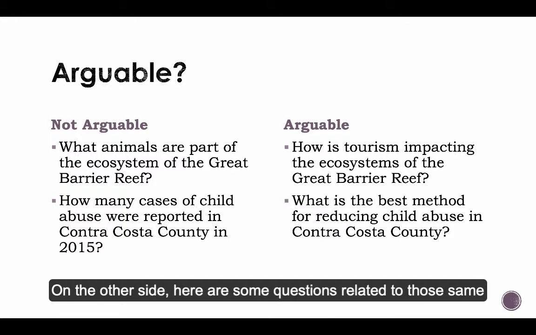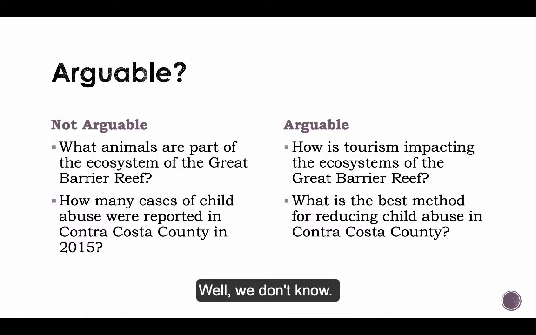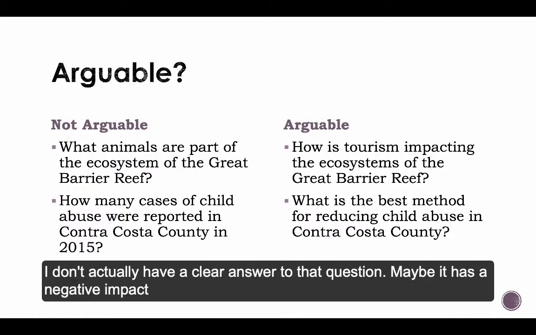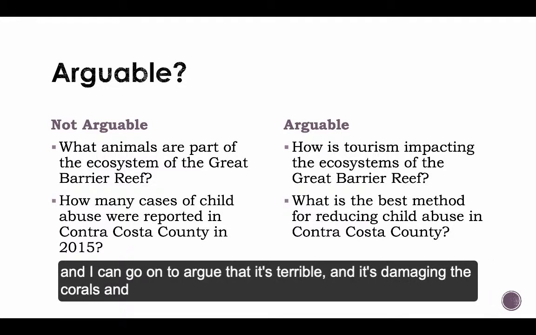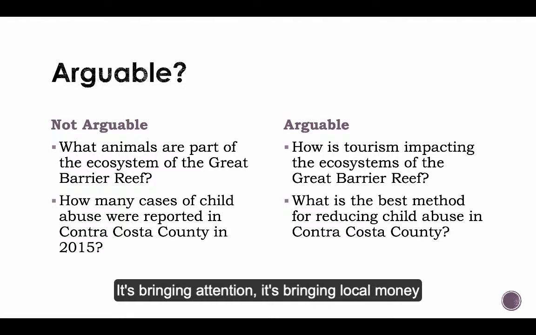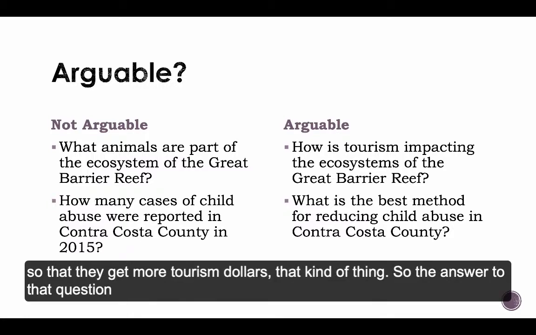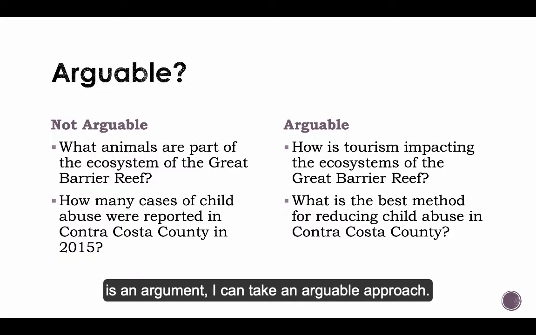On the other side, here are some questions related to those same issues that are stated in a different way. The first one, how is tourism impacting the ecosystems of the Great Barrier Reef? Well, we don't know. I don't actually have a clear answer to that question. Maybe it has a negative impact, and I can go on to argue that it's terrible and it's damaging the corals and it's really bad for everybody. Or I could say that, hey, tourism is great. It's bringing attention, it's bringing local money into the economy, and people are really invested in protecting the corals so that they get more tourism dollars, that kind of thing. So the answer to that question is an argument. I can take an arguable approach.